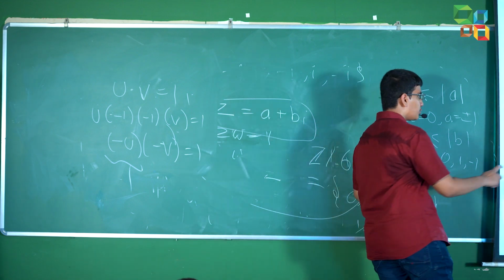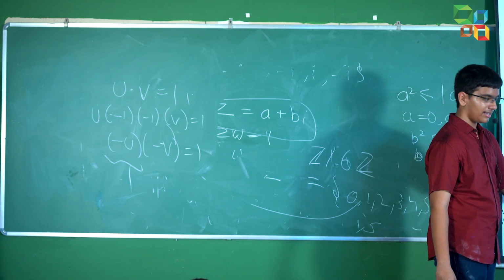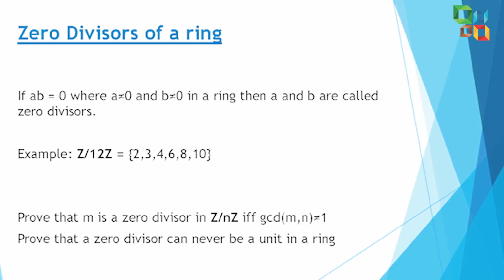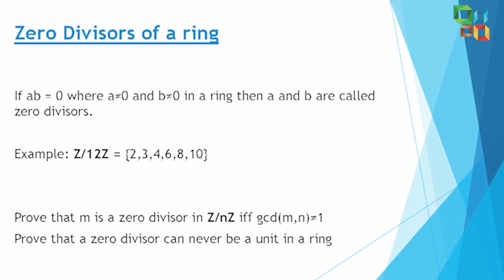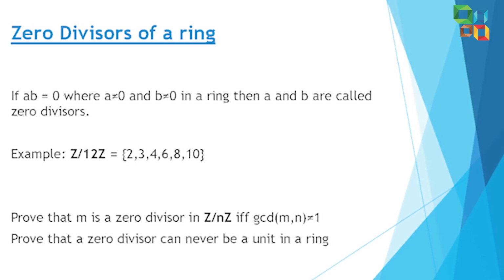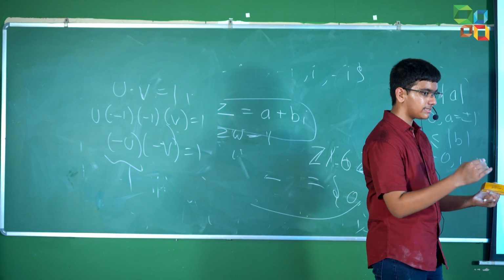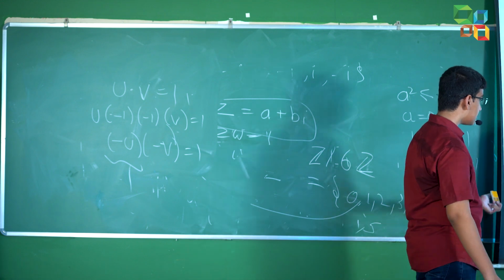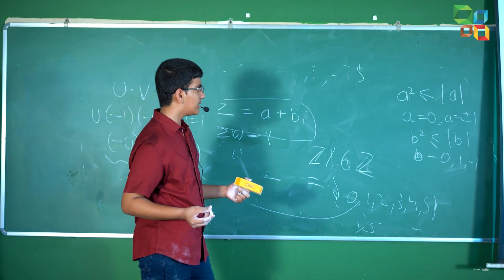Now you realize 2, 3, 4, 6, 8, 9 and 10, if you take the GCD with 12, it's not 1. Like GCD of 2 and 12 is 2, not 1. So, in general, in Z mod NZ, M is a zero divisor only if GCD of M comma N is not equal to 1. It turns out all the numbers in Z mod NZ are either a unit, a zero divisor or 0. There are only 3 possibilities. And in a general ring, a zero divisor can never be a unit. We can prove that, but I won't do it now.